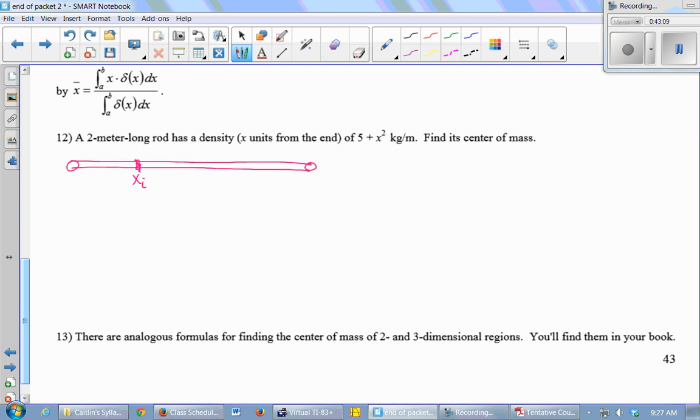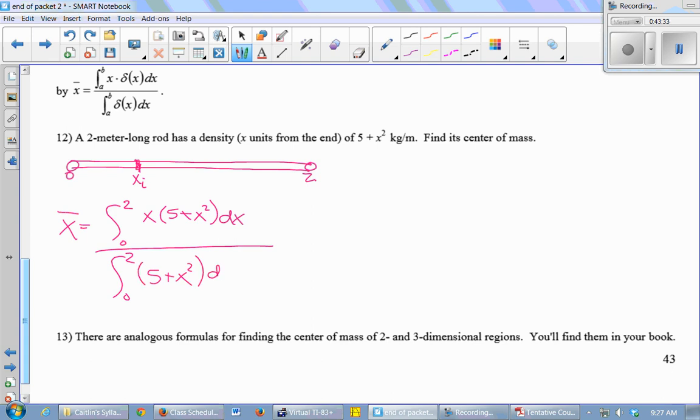So I just can use this formula. X bar is going to be my integral from 0 to 2, because it's a 2-meter long rod, of x times delta of x, divided by the integral from 0 to 2 of 5 plus x squared dx. This is the sum of position times density, and this is just the sum of the densities.